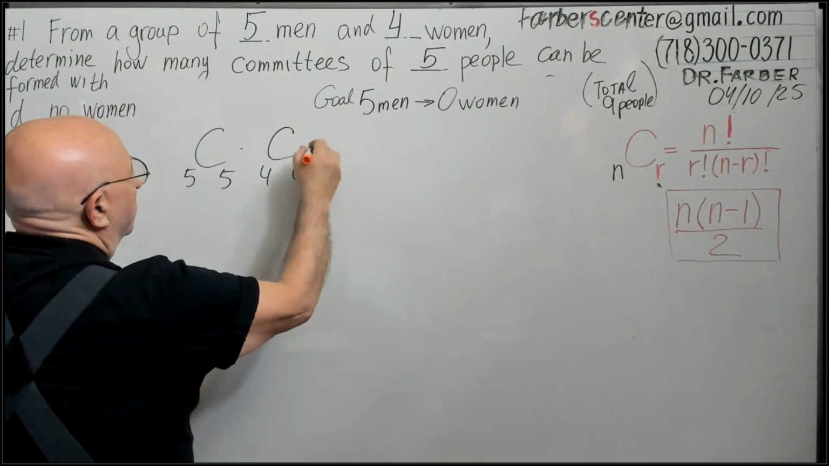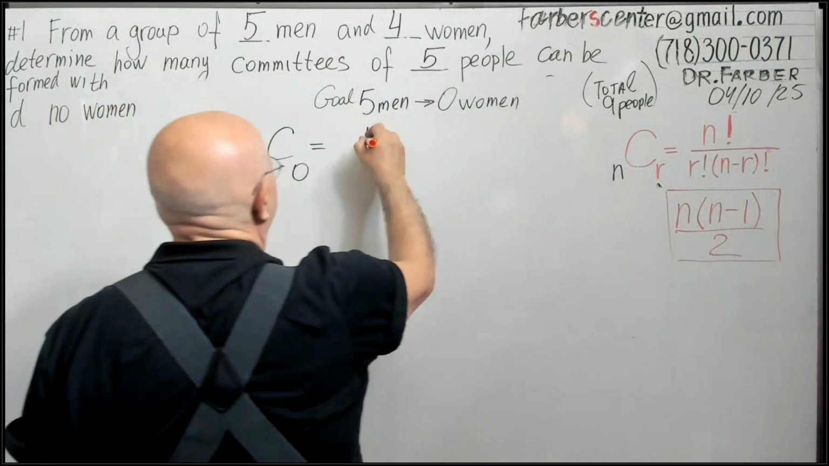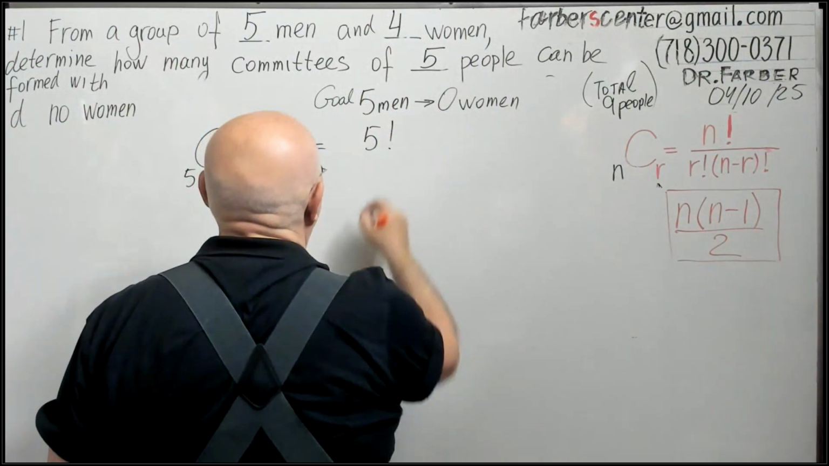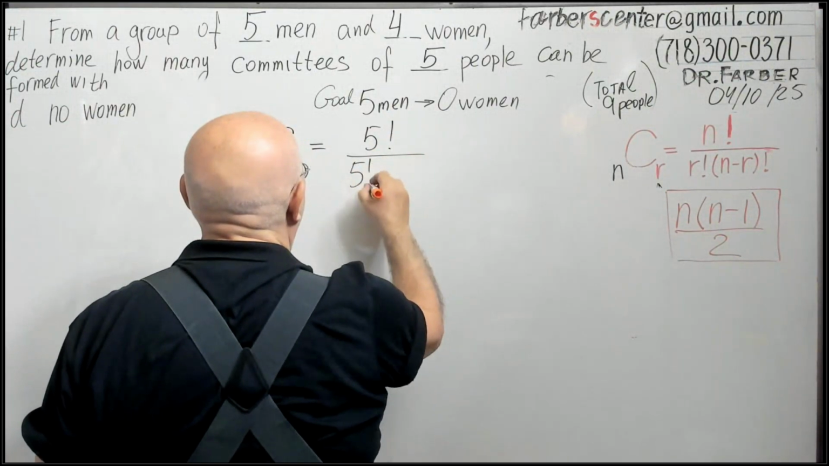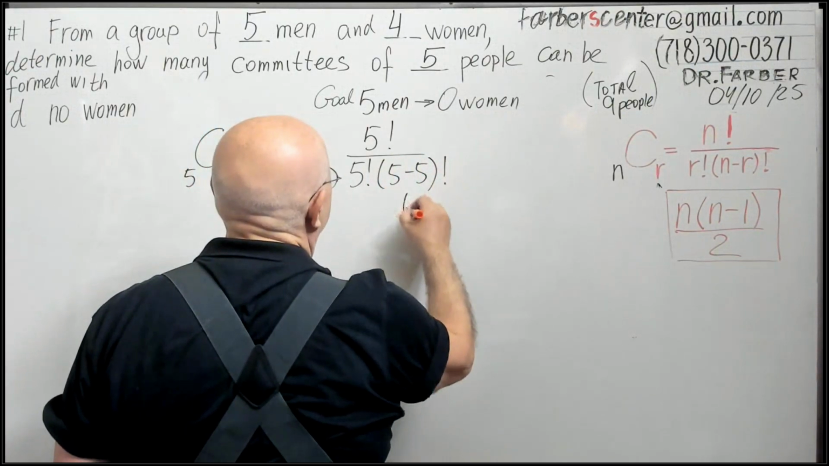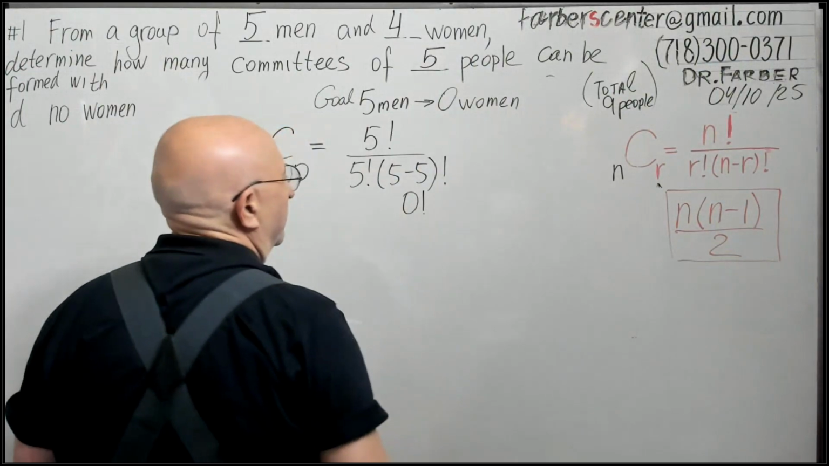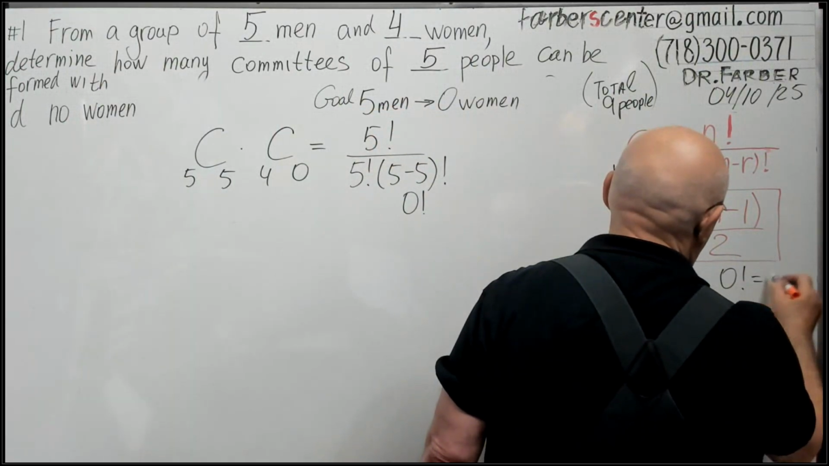Formal way. It would be what? 5 factorial divided by 5 factorial, by 5 minus 5 factorial, which is 0 factorial. And you know by definition 0 factorial equals 1, right? Remember this? We did it.